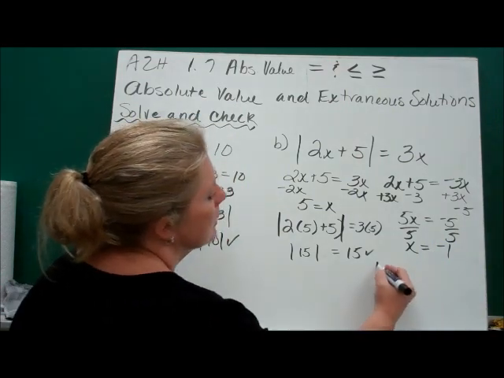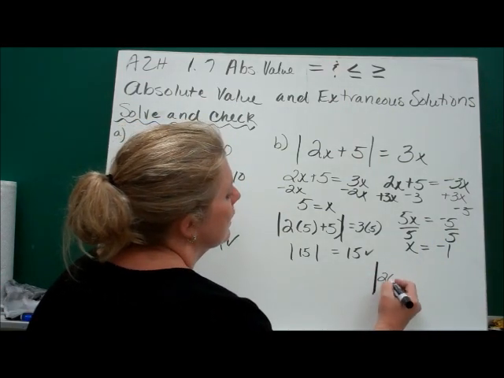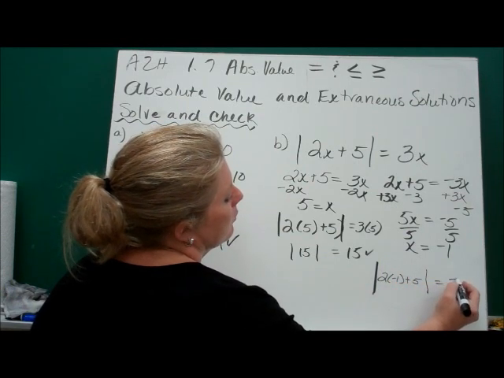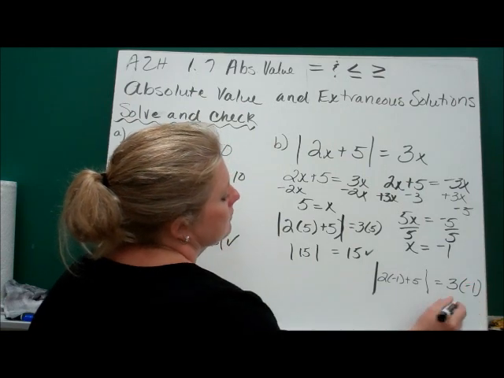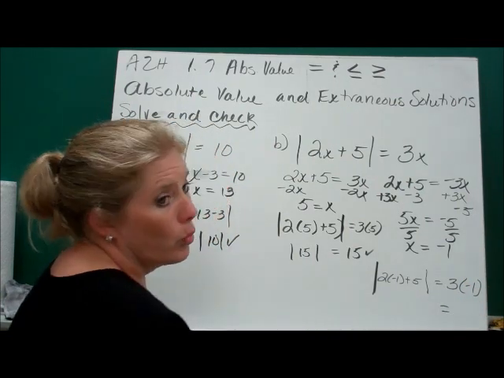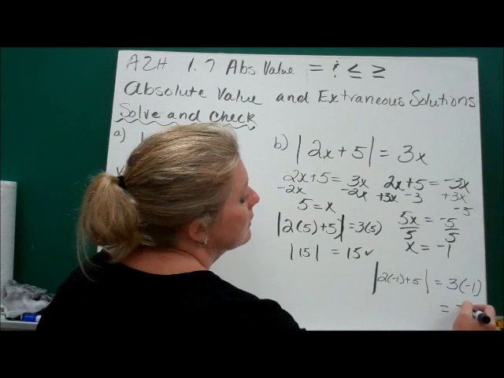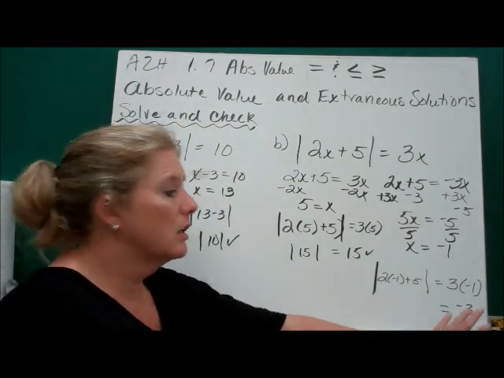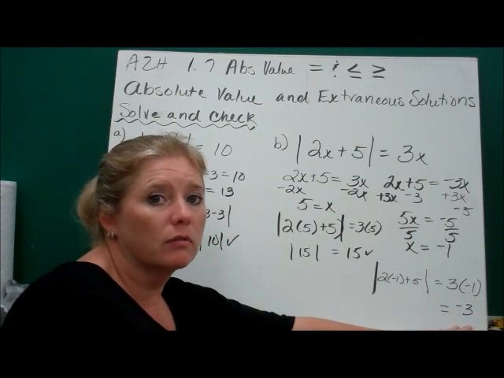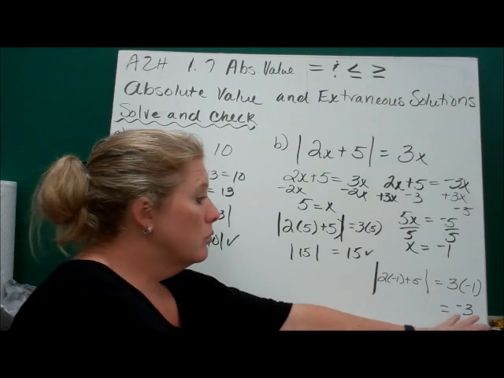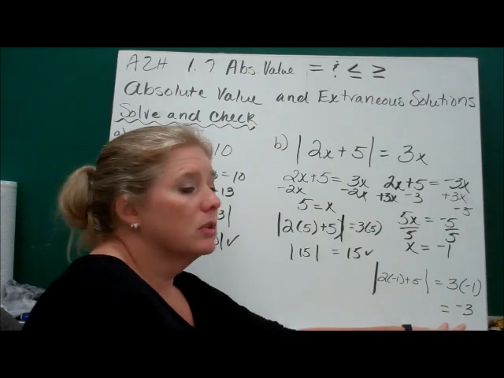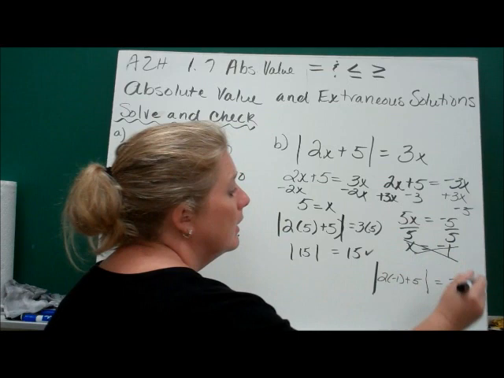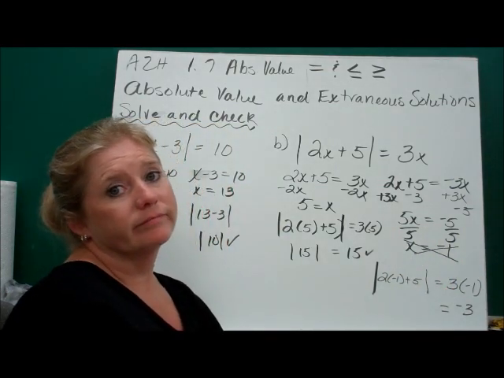Check your answers. Absolute value of 2 times negative 1 plus 5. Is that going to equal 3 times negative 1? Okay. Red flag should be going up right now. This is negative 3. Are you ever going to have an absolute value equation that's going to give you an answer of negative 3? Never. You will never have an absolute value that equals negative 3. So, therefore, negative 1 is an extraneous solution.